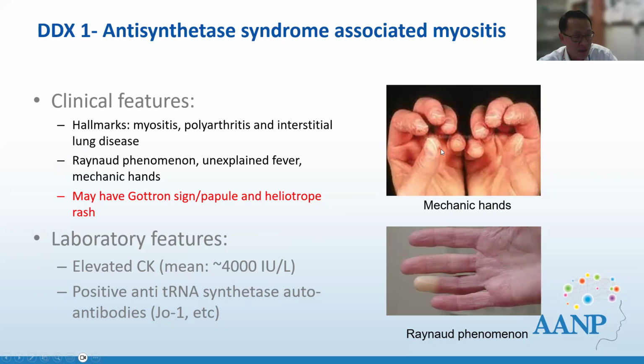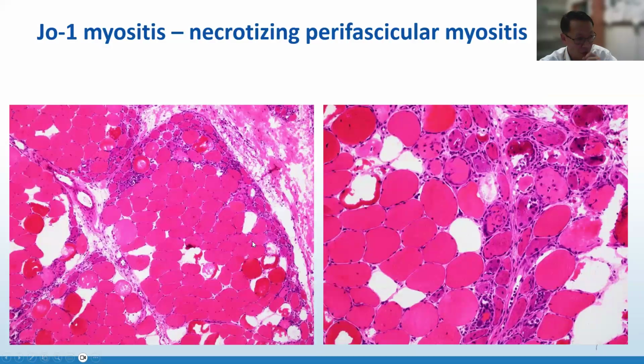And importantly, these patients can also have Gottron papules and heliotrope rash. So clinically, they can very much mimic dermatomyositis patients. Laboratory feature: CKs are typically high, more than 10 times the normal value, and they would have the antisynthetase syndrome antibodies. And the pathology is a perifascicular necrotizing myopathy.